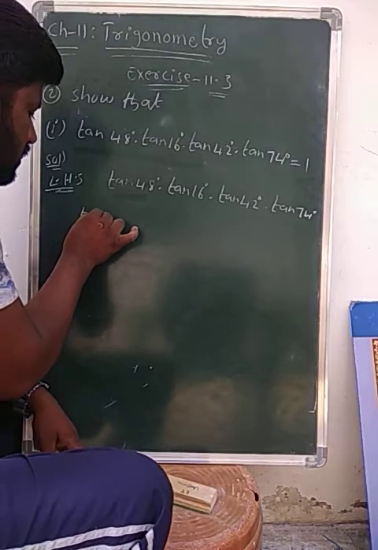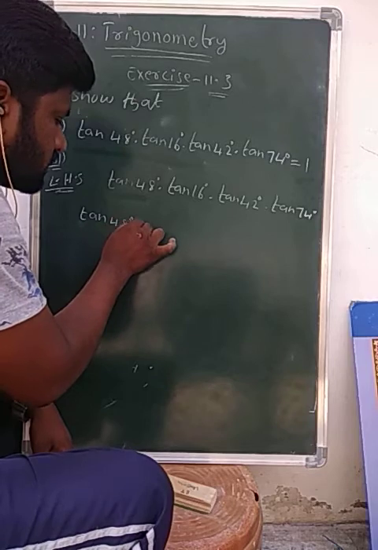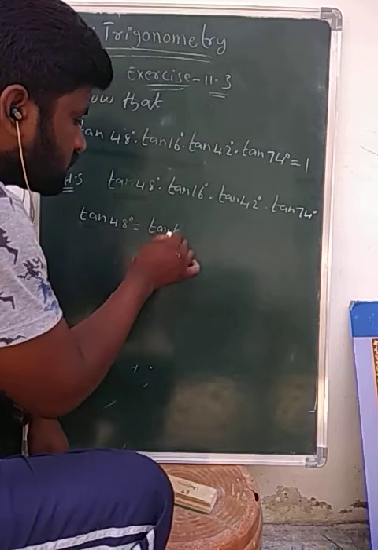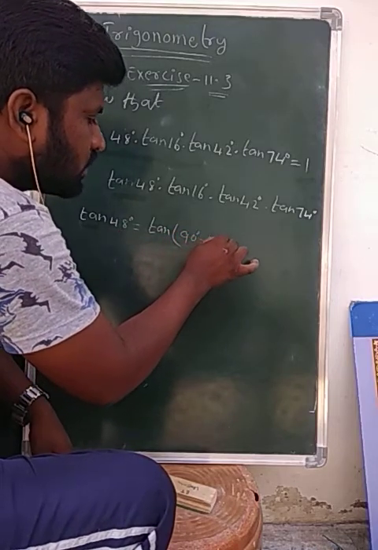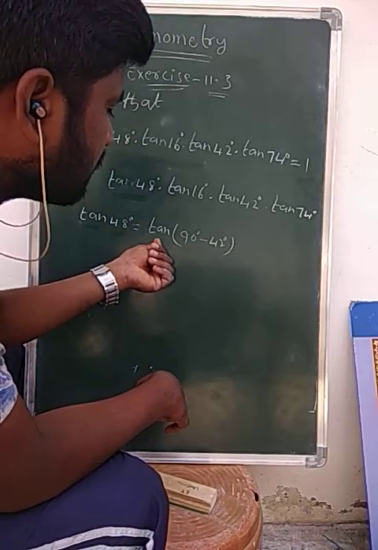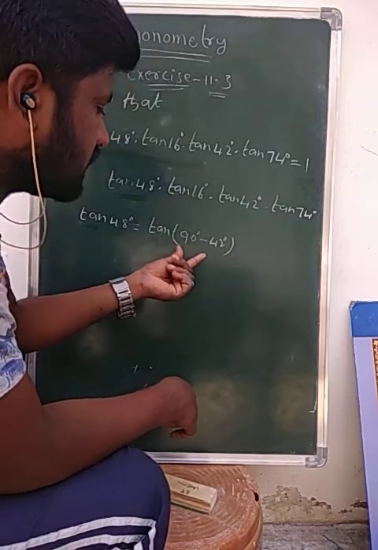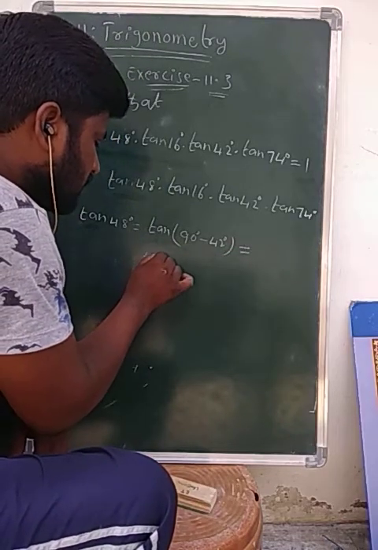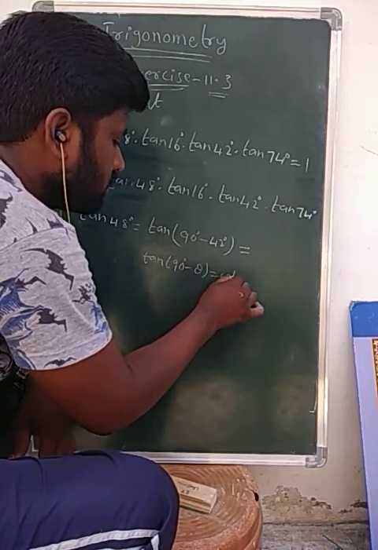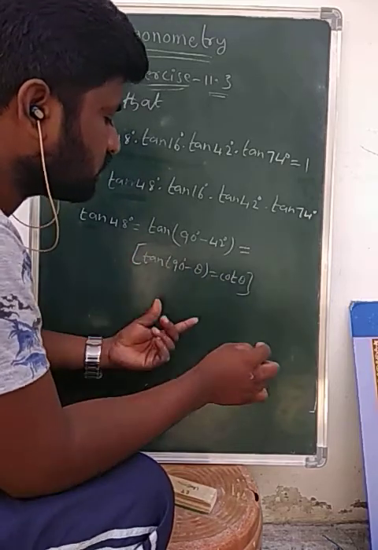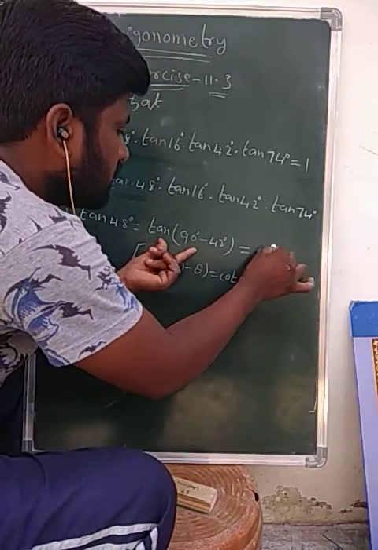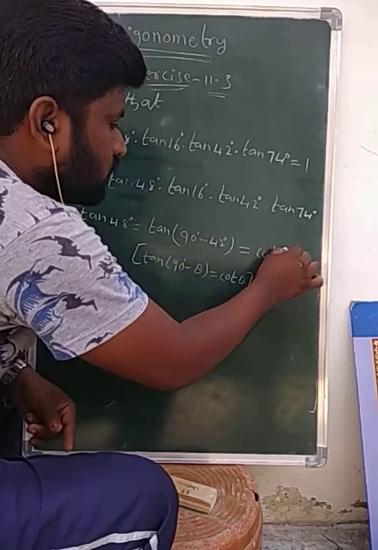Tan 48 degrees is equal to, tan means tan only, 48 degrees means we can write it as 90 minus 42 degrees. Tan 48 degrees means we can write it as tan of 90 minus 42 degrees. Which formula is used here? Tan of 90 minus theta is equal to cot theta. Yes, this is the useful formula. Tan 90 minus theta means cot theta. So we can write it as cot of 42.